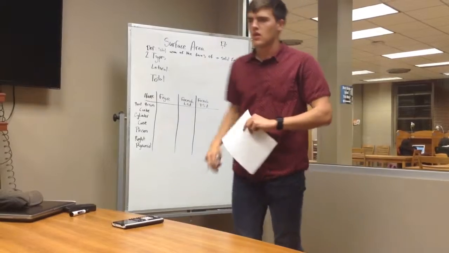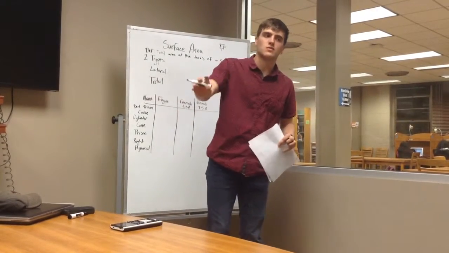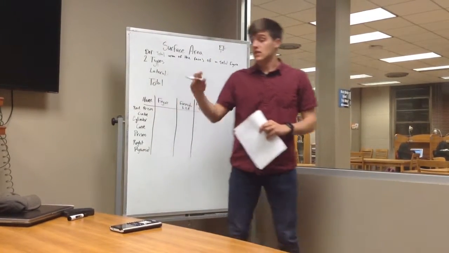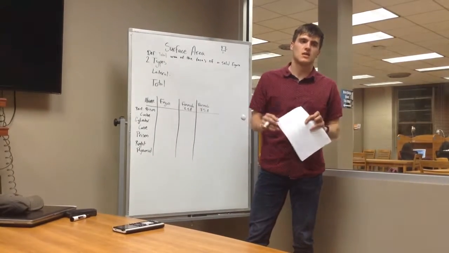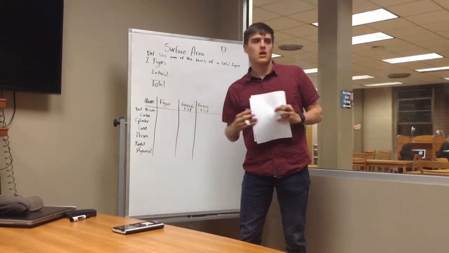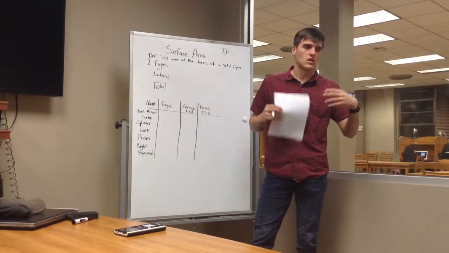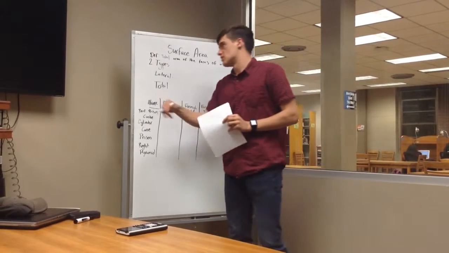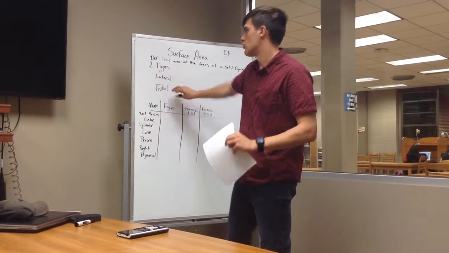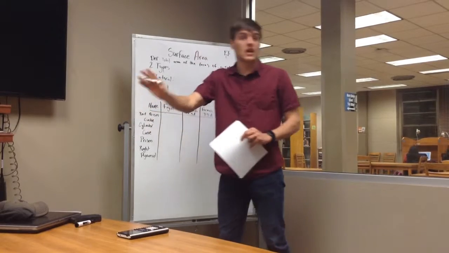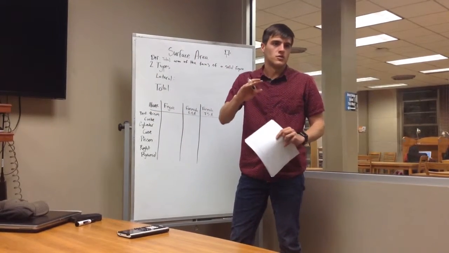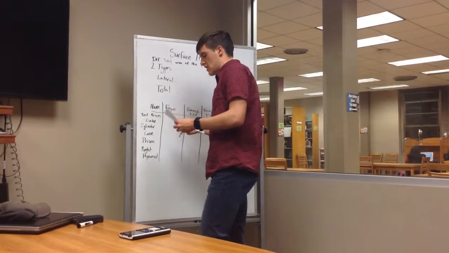Perfect. Now there are 2 types of surface areas. And that's really the trick about today, figuring out which surface area a problem is asking for and really what it means. So there are 2 types. There's lateral and there's total. Lateral, anybody take a guess what that means?